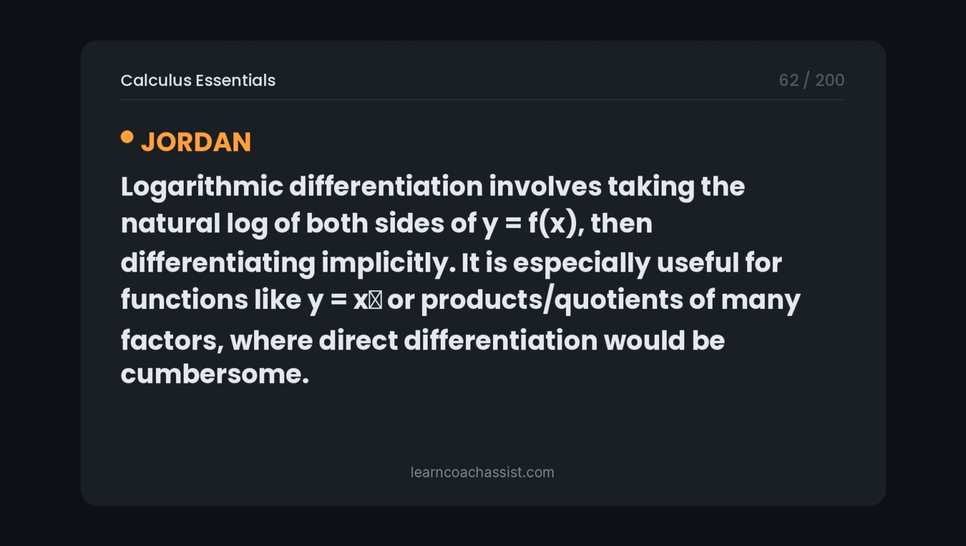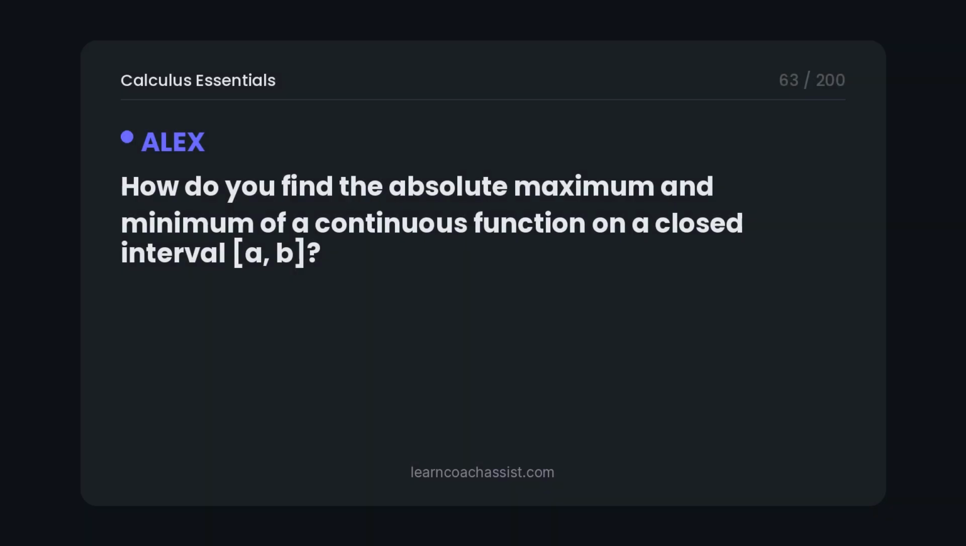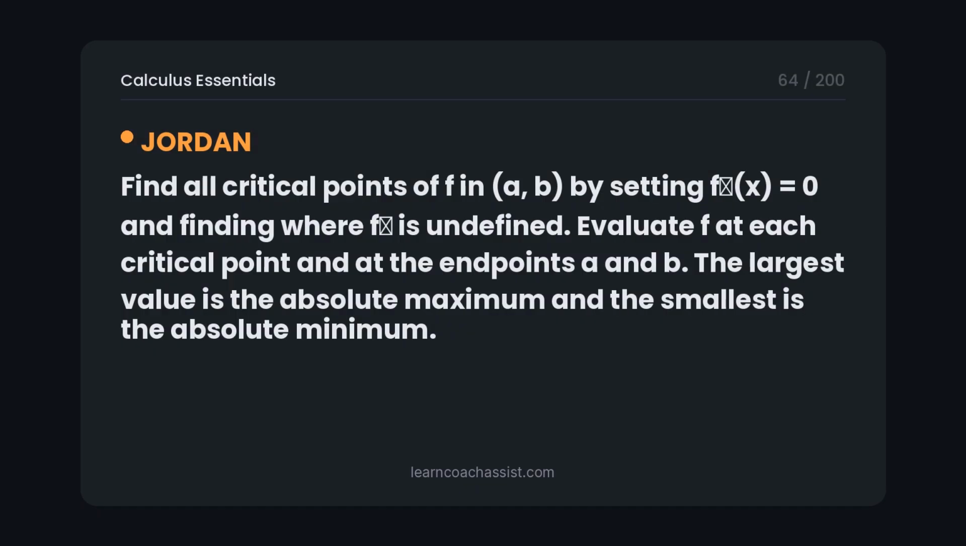cumbersome. How do you find the absolute maximum and minimum of a continuous function on a closed interval [a, b]? Find all critical points of f in (a, b) by setting f'(x) equals 0 and finding where f' is undefined. Evaluate f at each critical point and at the endpoints a and b. The largest value is the absolute maximum and the smallest is the absolute minimum.